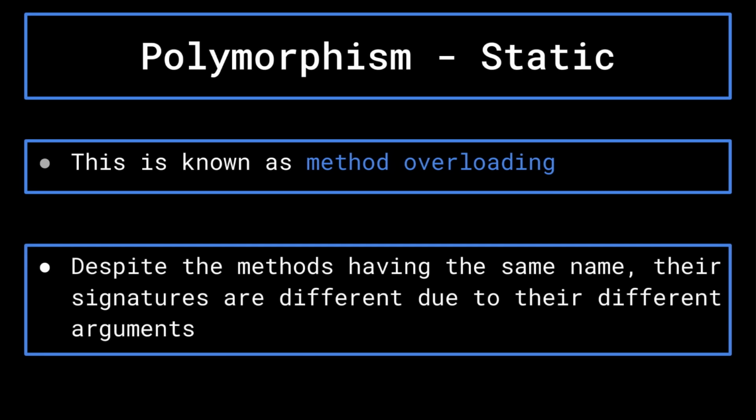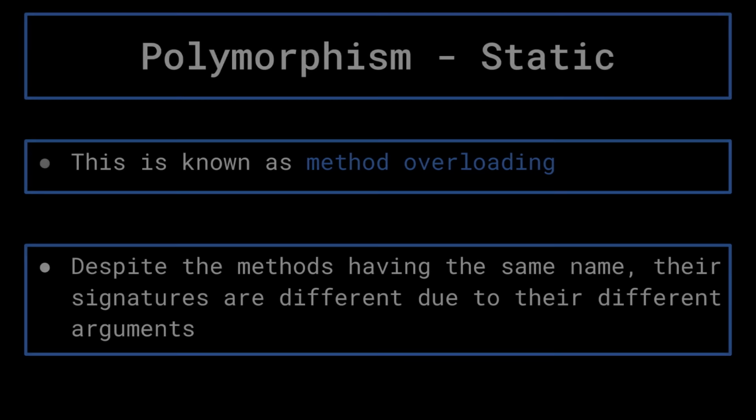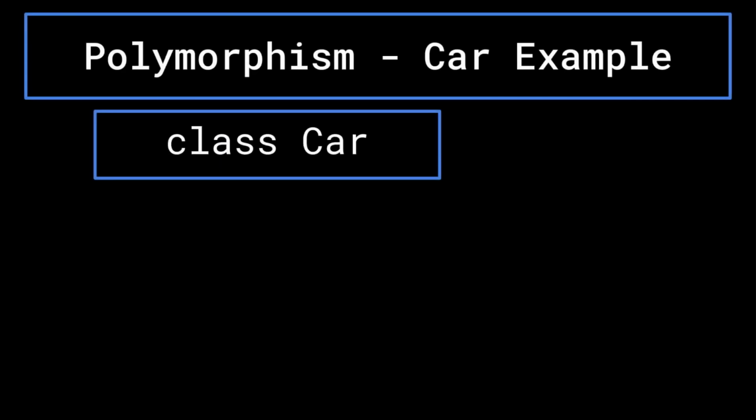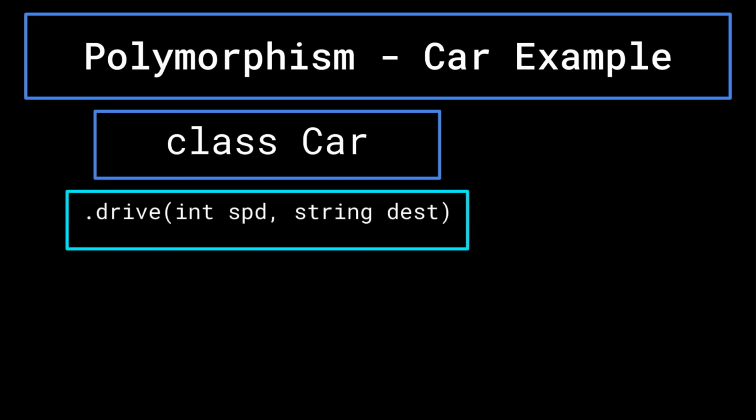Despite the names of the methods being the same, they have different method signatures due to their differences in the parameters that they accept. To better understand this, let's go back to the car example. Let's say that you are working within the car class. In this class, you are looking to create 3 different drive methods. The first drive method's argument accepts 1 integer and 1 string as parameters, say speed and destination. For clarity, we will refer to this one as drive method 1. However, keep in mind that its method name is just drive.